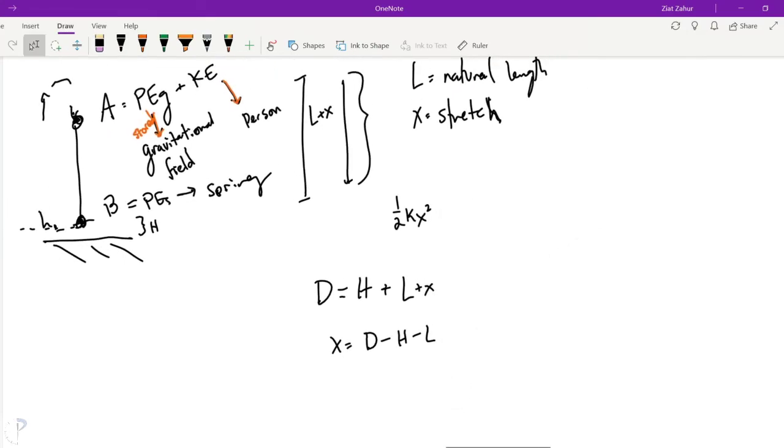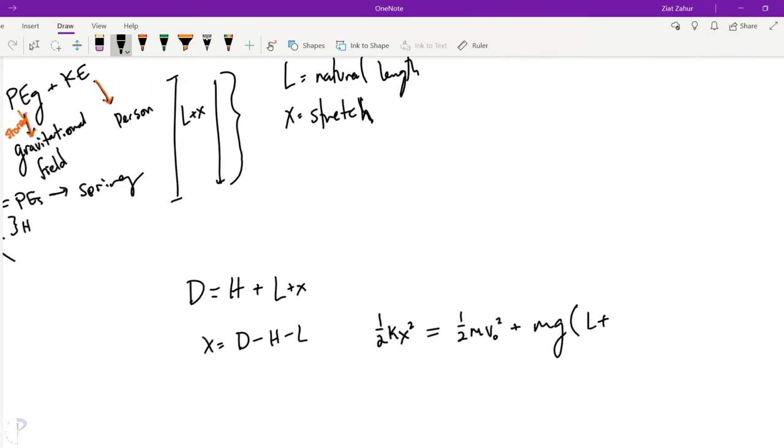Okay, and then just do energy conservation. PES is equal to the original amount, which is 1/2 m v0 squared. Remember, we come to a stop, so all of our kinetic energy is gone. Plus the original gravitational energy, or how much mgh did I lose? I lost mg times the amount that I fell, which is L plus x. Okay, so we have two terms with x. This is a quadratic, and then solve, or simplify.